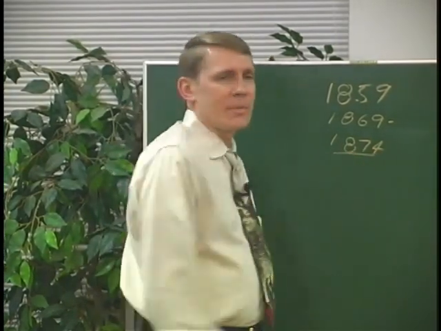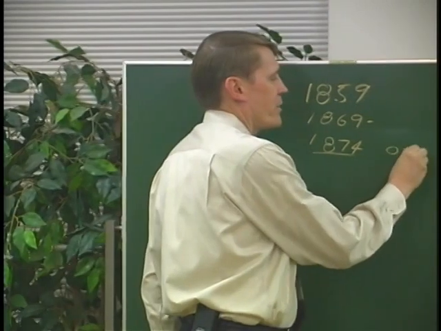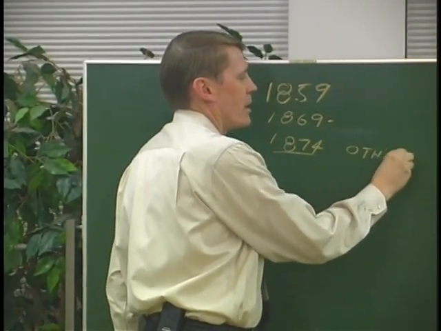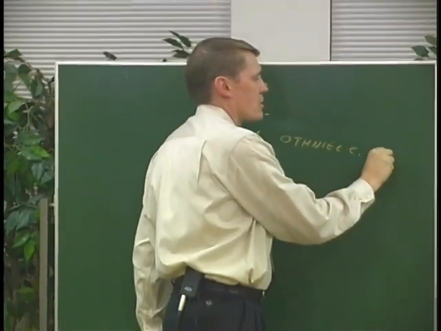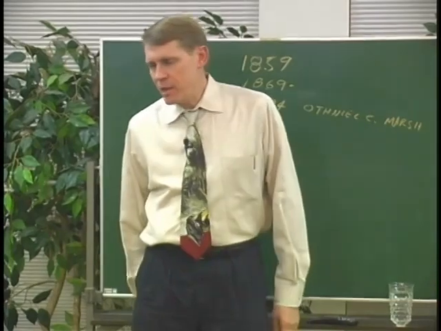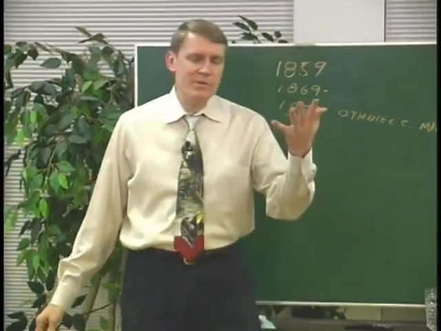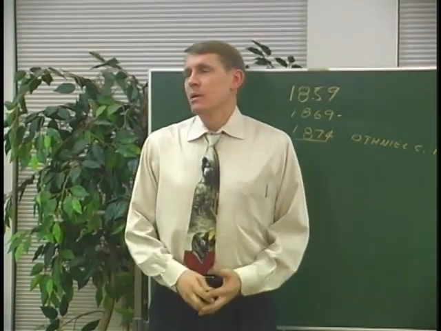1874 also, a guy named Othniel Marsh. What a first name, huh? Bible name. N-I-E-L. Othniel C. Marsh. He was a fossil hunter, I believe. He made money hunting dinosaur fossils and stuff like that and digging them out and setting them up in museums. They would buy them off him.